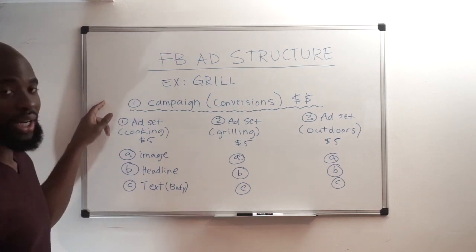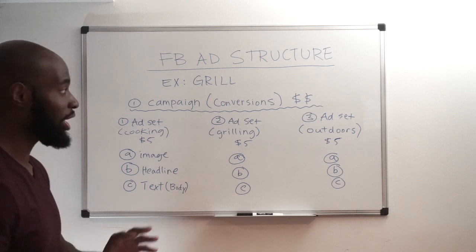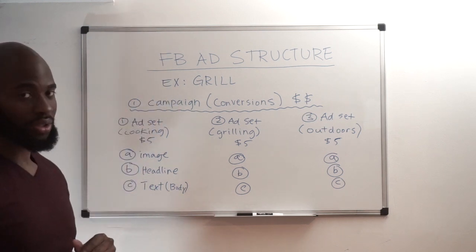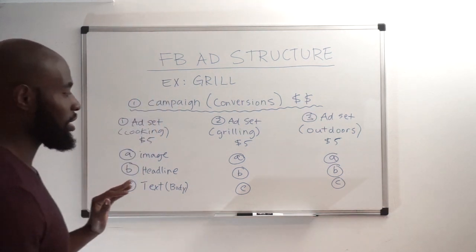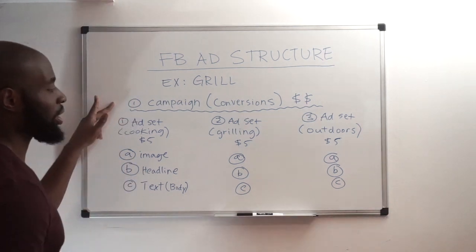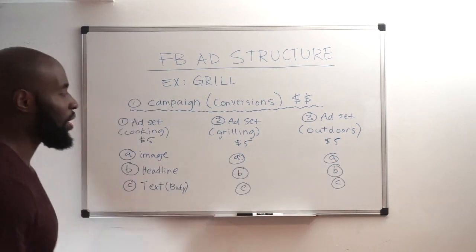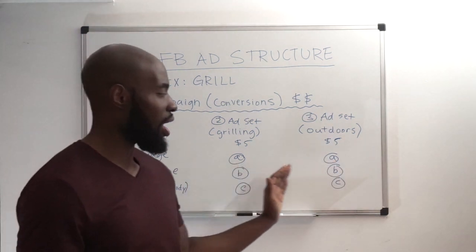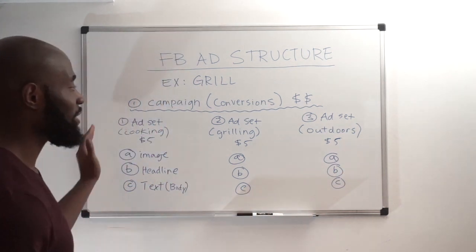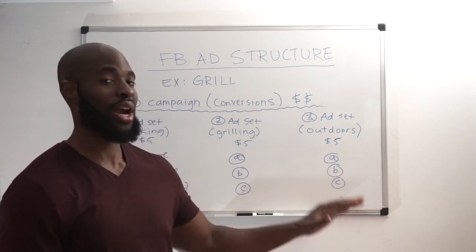Within this one ad campaign, how many ads do we have running for selling grills? The correct answer is 9. We have 9 actual ads that are running within this one campaign. 1, 2, 3, 4, 5, 6, 7, 8, 9. Now, each one of these 9 ads are testing different elements in this whole campaign to figure out the sweet spot, to figure out what is working.